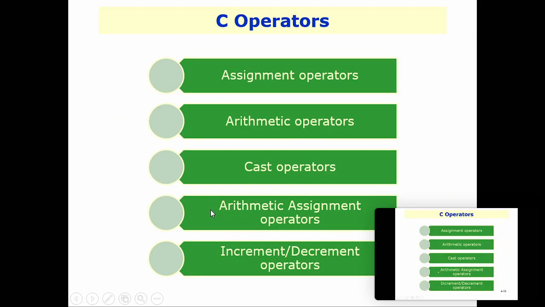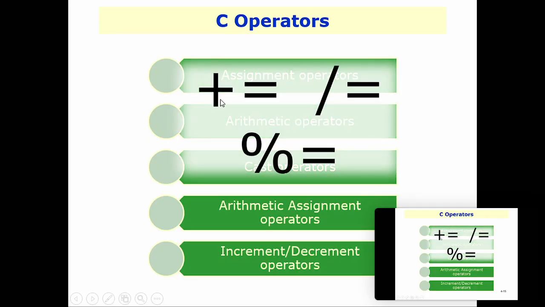Okay, next. Arithmetic assignment operators. So you learned about the assignment operator, which is the equal sign to assign a certain value. Next, arithmetic operators, quite straightforward. Plus, minus, multiplication, division. Then you can do both operations at once. So plus equal, slash equal, percent equal, something like that.